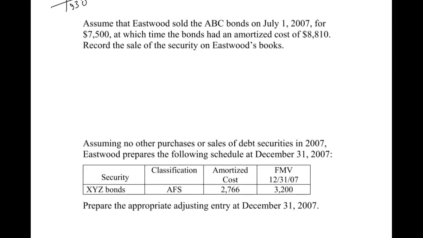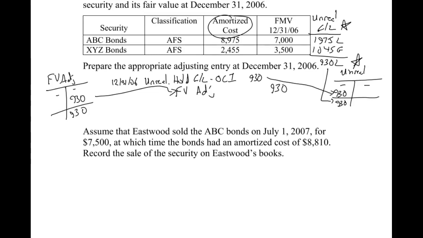Now we're going into the next year, and it says we're going to sell some of the bonds. We sell the ABC bonds. Let me leave this so we can see that on July 1st, 2007, the bonds had an amortized cost of $88,10, and we sold them for $7,500.